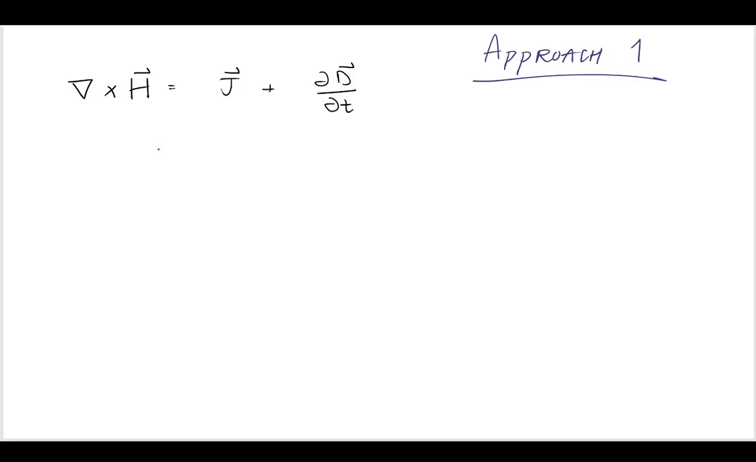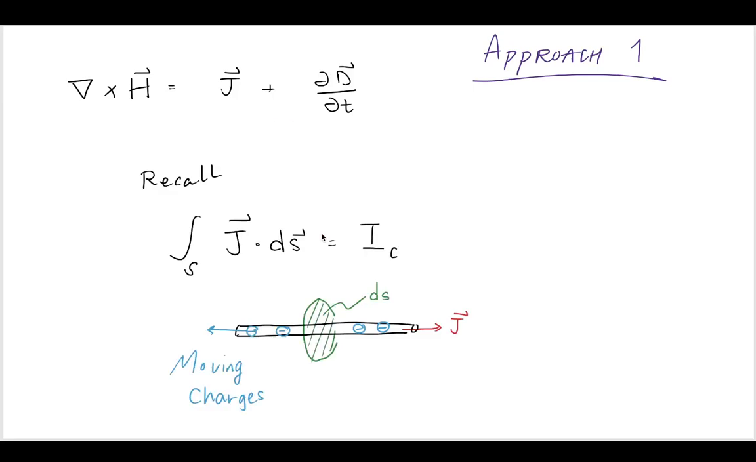The first approach is going to start with this form of Ampere's equation, the time-varying form. We're going to start with this form being the known implicit solution, and we're going to see why it must exist. So this is the first approach.